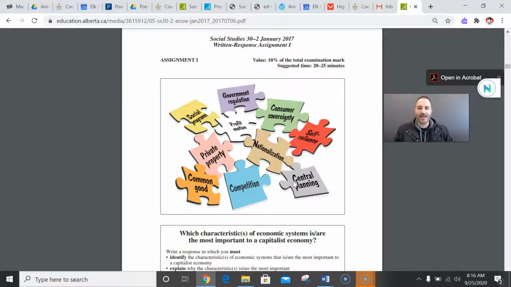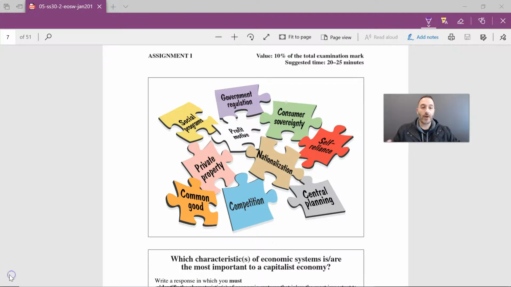Okay, now it says which characteristic or characteristics of economic systems are the most important to a capitalist economy. This right here, the capitalist economy, that is what the focus of this written assignment actually is. So how do we handle this? One second here. All right, so how do we handle this? Sorry, I just had to switch over into a program where I can actually use my handy dandy drawing pen here.